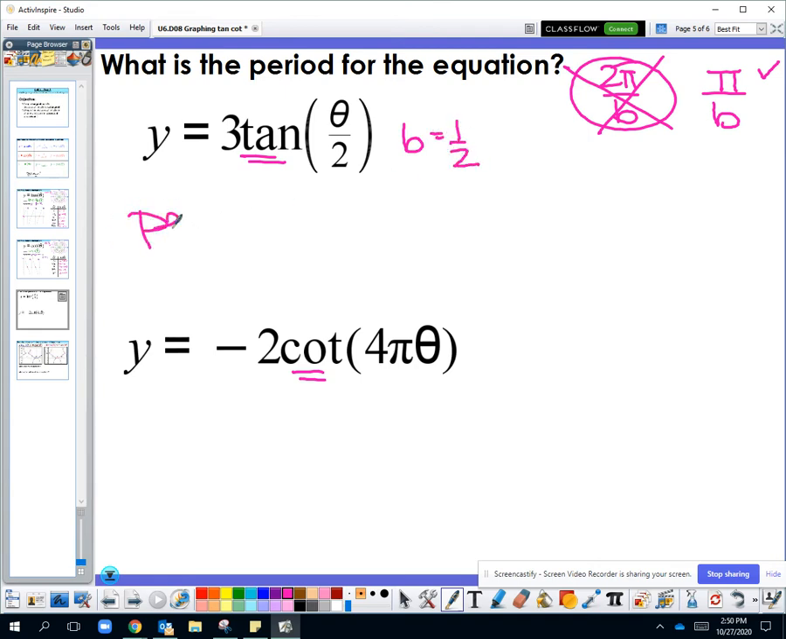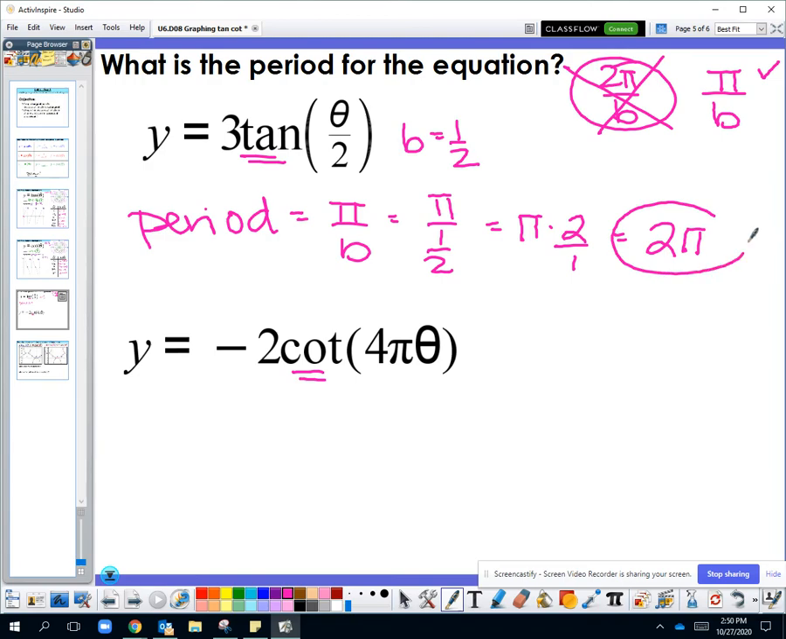So the period would be 2 pi divided by, oops, sorry, I just made a mistake that I don't want you to make. The period is pi divided by b, and b is 1/2. I'm multiplying by the reciprocal here. Pi multiplied by 2 over 1 would be 2 pi.